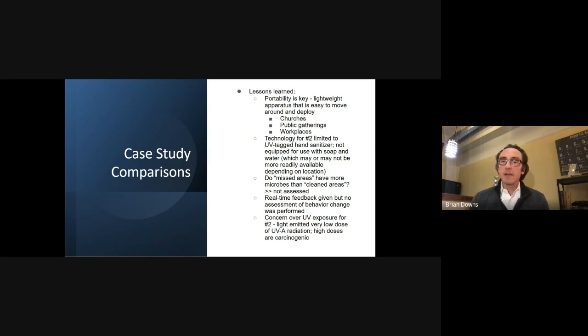And so that may or may not be applicable depending on the location. Do the missed areas on the hands have more germs or microbes than the cleaned areas? That was not assessed. So that was also another potential limitation.